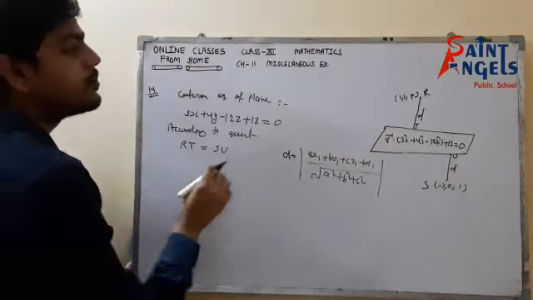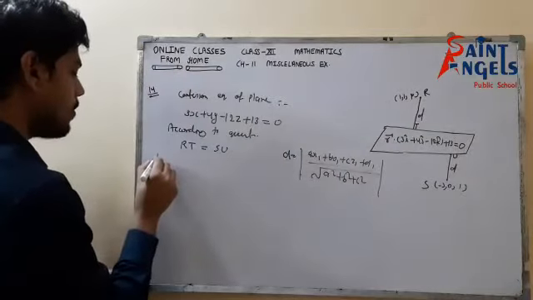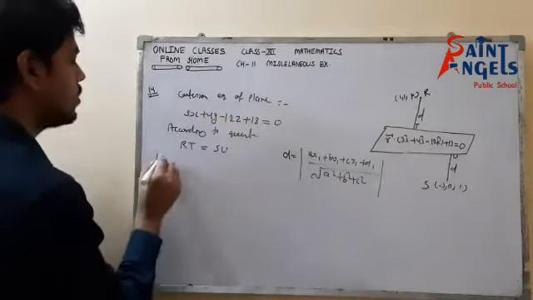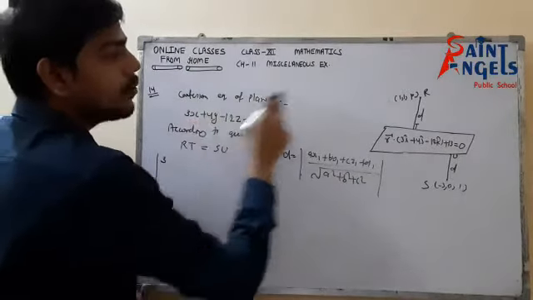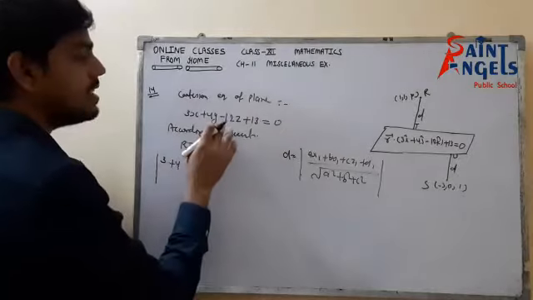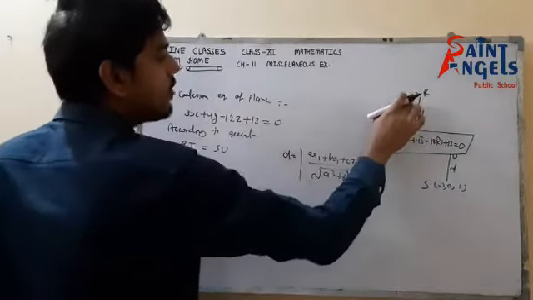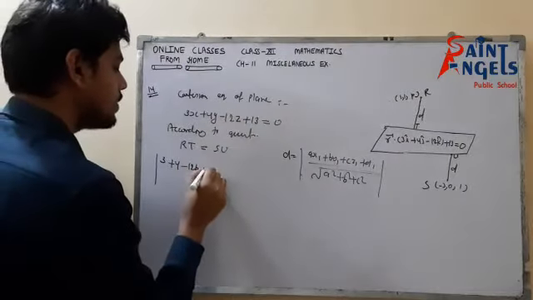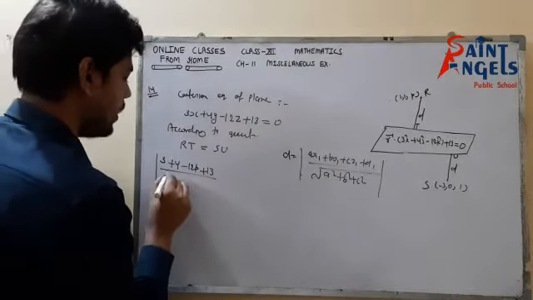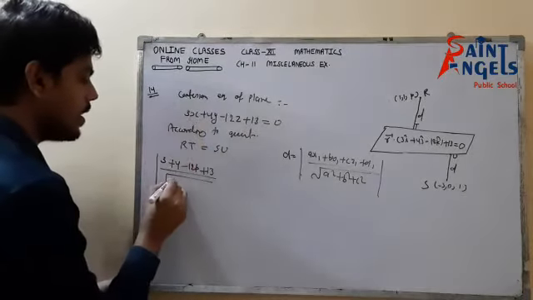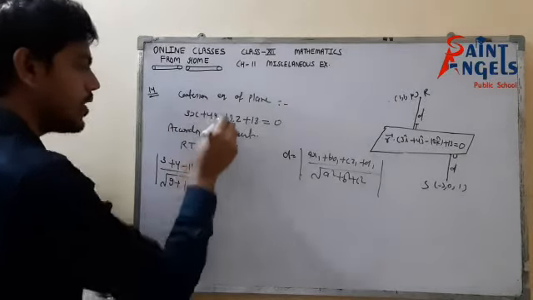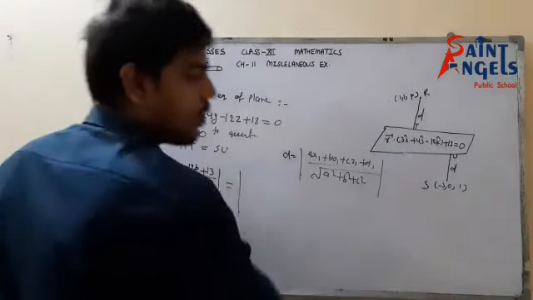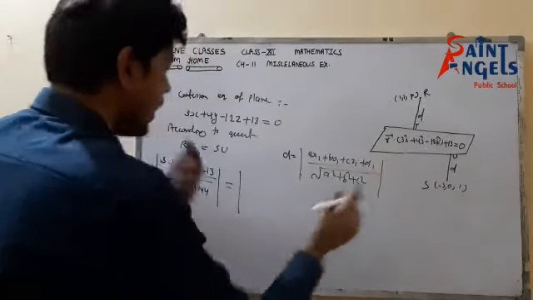So it would be the magnitude of Ax1. Here A is 3 and x1 is 1, so 3. Then By1, plus 4. Then Cz1: C is minus 12 and z1 is P, so that would be minus 12P plus D1, where D1 is 13, upon under root of 3 square, which is 9, 4 square is 16, 12 square is 144. This equals the distance of point S to the plane, so that would be Ax1.